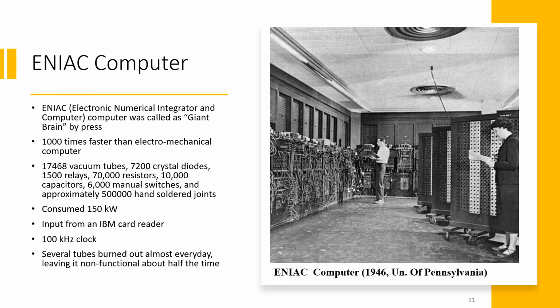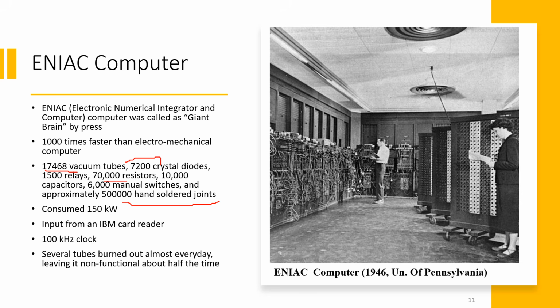At the same time, in around 1946, you will find the first giant computer, called the Electronic Numerical Integrator and Computer. It was used at the University of Pennsylvania, and it was 1000 times faster than electromechanical computers. It had around 17,000 vacuum tubes, 7200 crystal diodes, 1500 relays, 70,000 resistors, 10,000 capacitors, 6,000 manual switches, and around 5 lakh hand soldered joints.